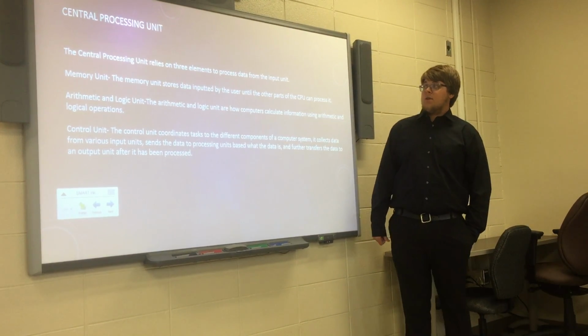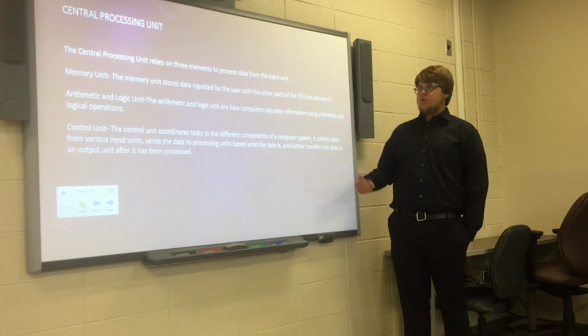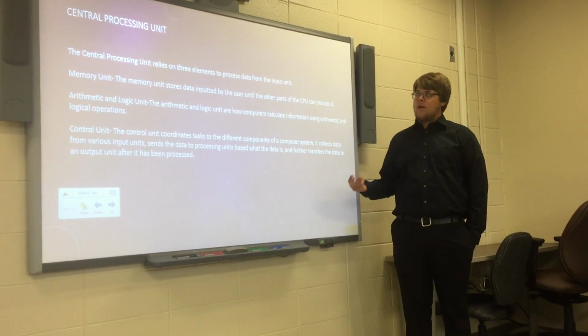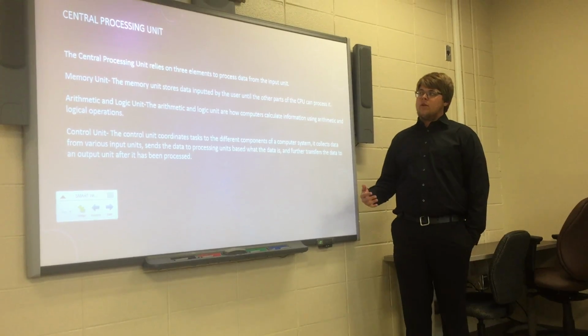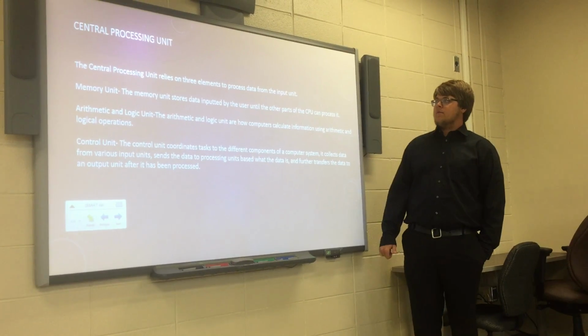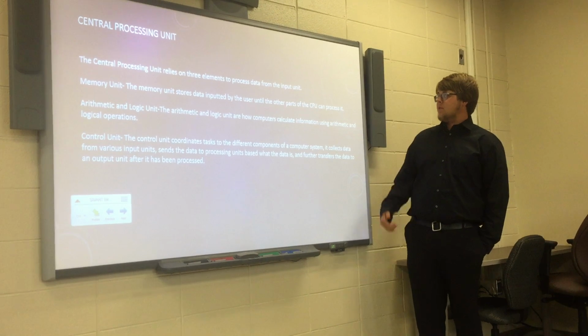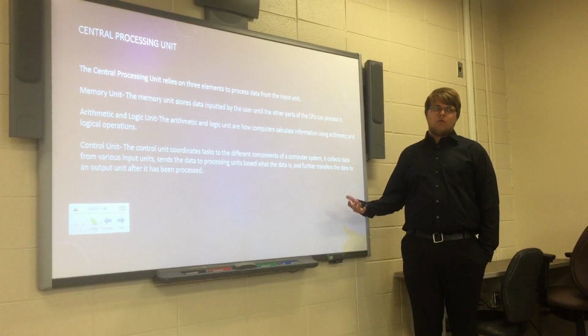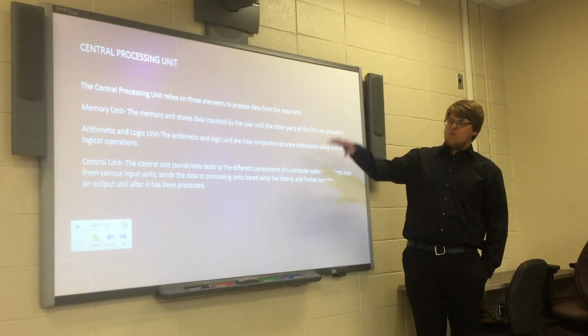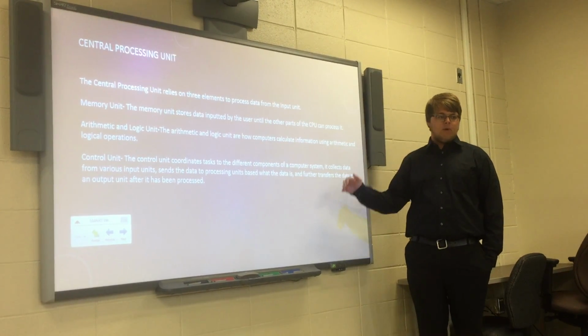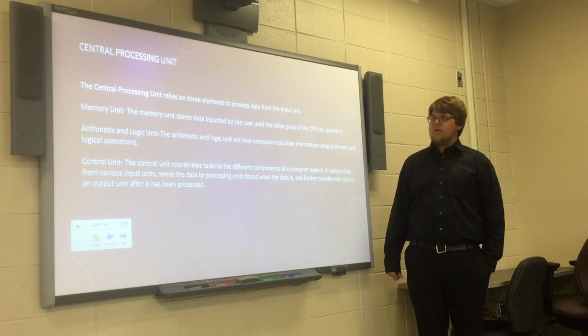Alright, next is the central processing unit. The central processing unit relies on three further elements to process the data. Starting with the memory unit, it stores data inputted by the user until the other parts of the CPU can process it. So this is where the RAM comes in. If something else is being processed, it will sit here and wait. That's where it'll be stored.